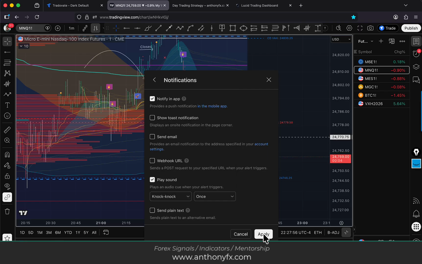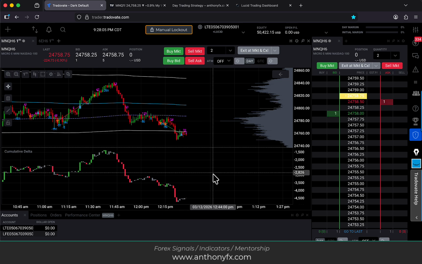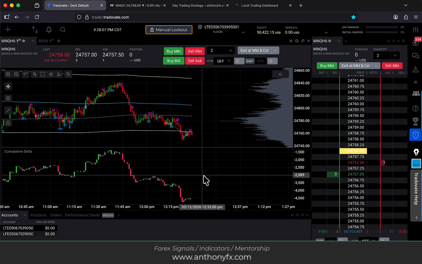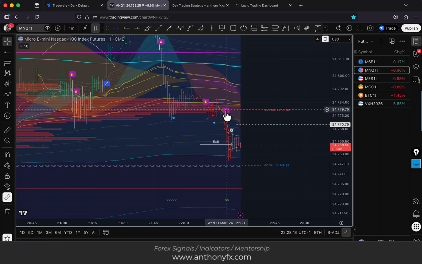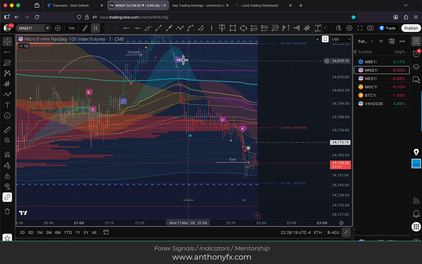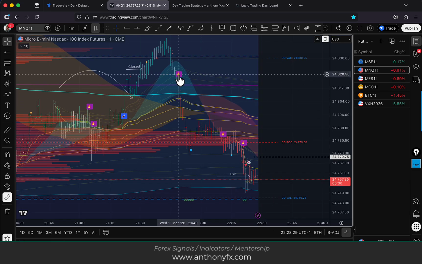Apply. Create. Yeah, it's got momentum. Okay, cumulative delta is important. It's still heading up at the moment. Anyway, that's how you can use these signals. I mean, look at that. And this one here, I took that trade today on that buy signal. That would have been a nice one.